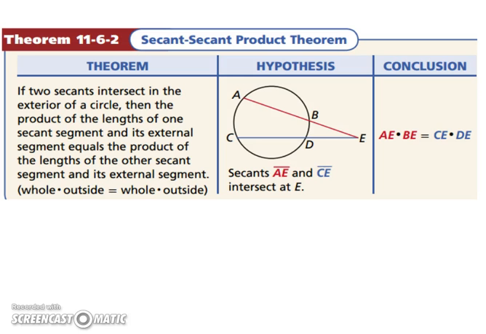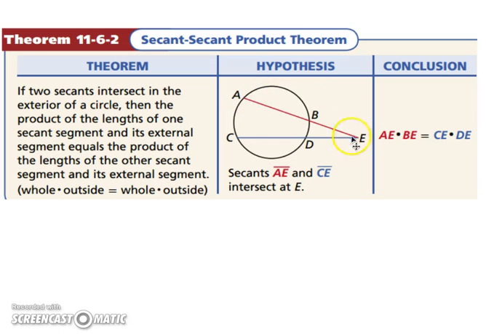Let's look at another theorem. Secant product theorem. Well, if two secants intersect in the exterior of a circle, then the product of the lengths of one secant segment and its external segment equals the product of the lengths of the other secant segment and its external segment. So whole times outside equals whole times outside.